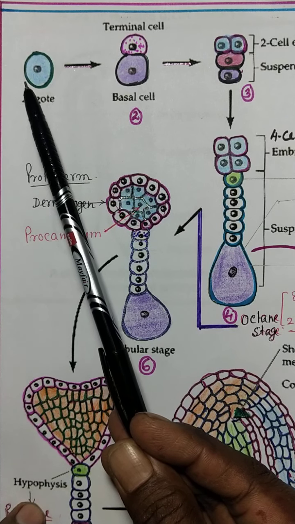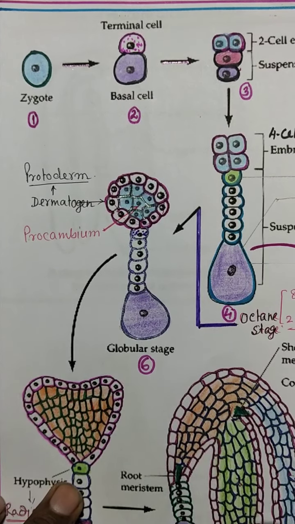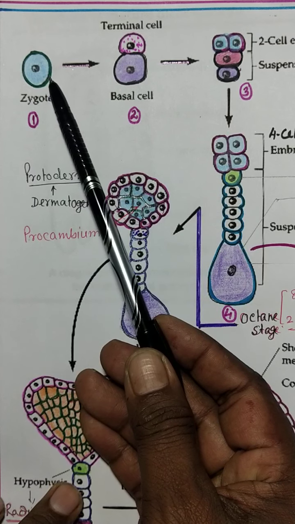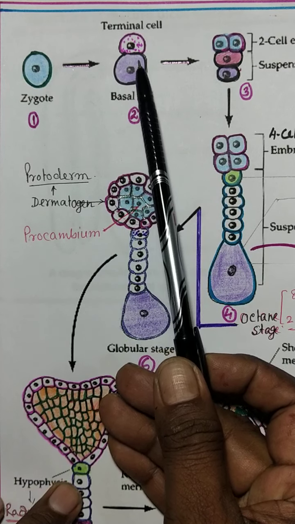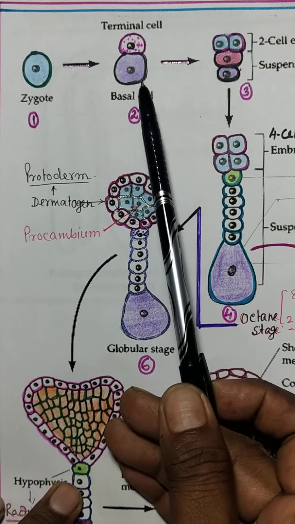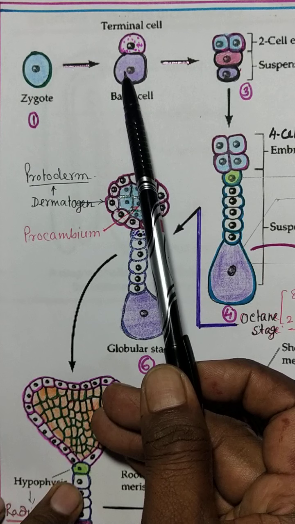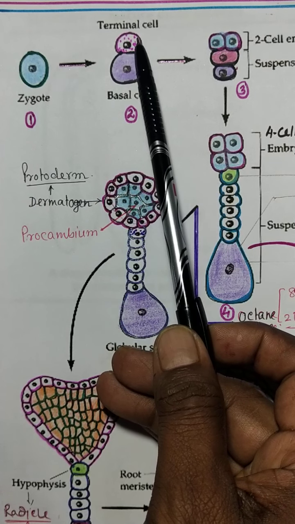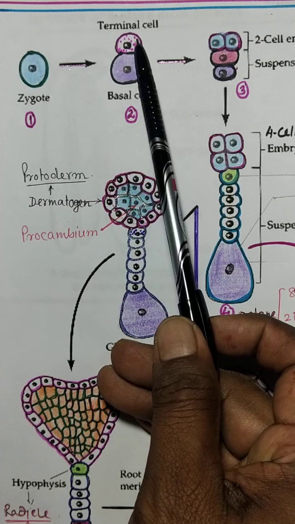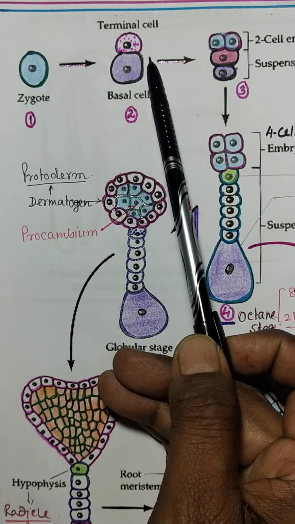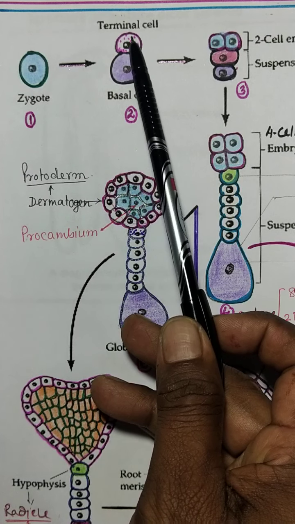What happens? In a typical dicot plant, first the zygote elongates and divides by a transverse wall like this into two unequal cells. The cell towards the micropylar end becomes larger and is called the basal cell, and the cell towards the chalazal end or antipodal side is called the terminal cell. You see two unequal cells. This is the terminal cell and this is the basal cell. The terminal cell, present towards the antipodal side, is also known as the embryonal cell.